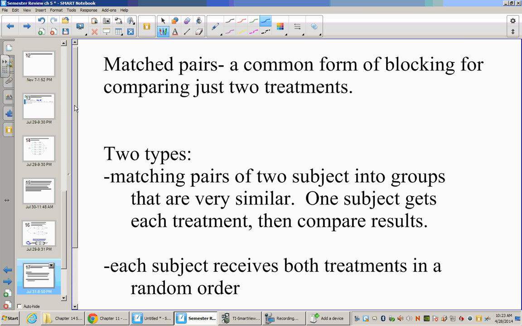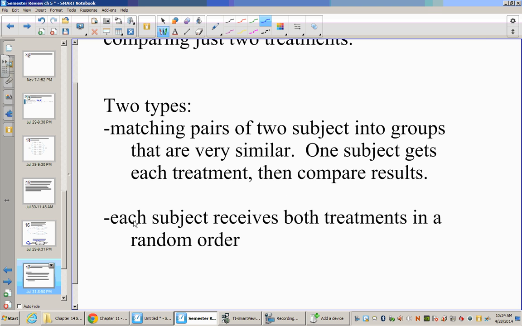Now, matched pairs, a common form of blocking, has a couple different types. Sometimes you match 2 subjects into groups that are very similar. Pick 2 people with very similar demographics, and one person gets the control, the other person gets the treatment. Another way you can do it is each subject receives both treatments in random order. So they'll get the control first and then the treatment, and other people will get the treatment first and then the control.